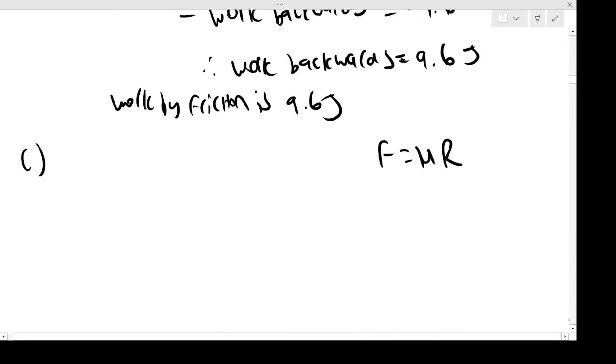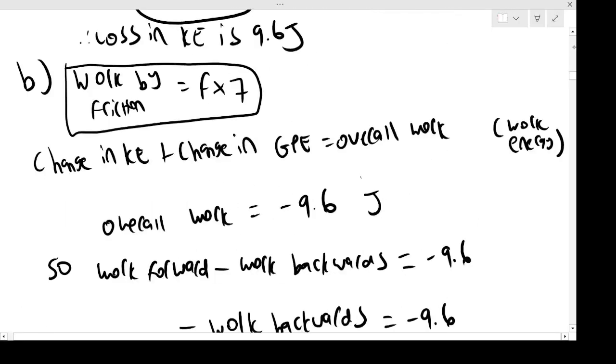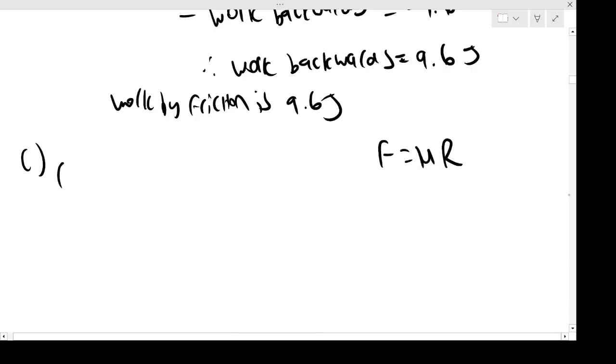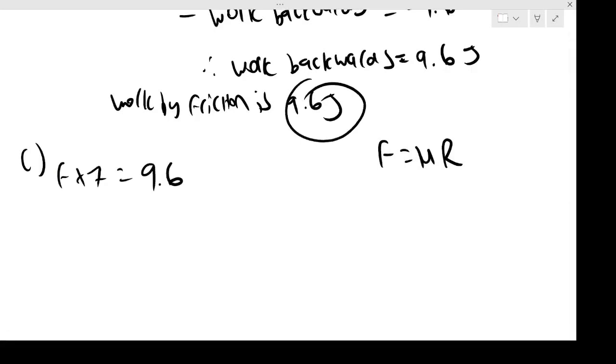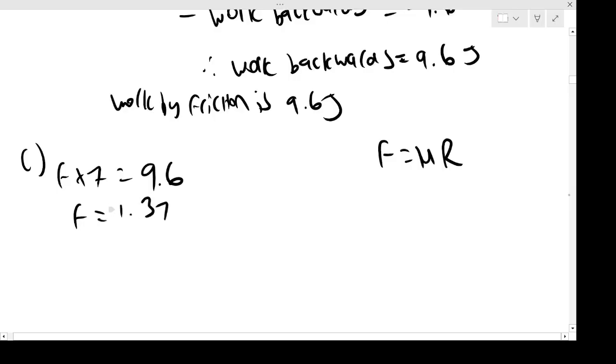Force times distance, right? So there are two ways we can work out work. We can use the standard formula of force times distance, but also now this energy principle. We've got two of the same thing, so that means F times 7 has to equal the work done by friction, as we worked out to be 9.6. Therefore, we've got our friction value, if we divide by 7, it'll be 1.37 newtons to 2 decimal places.